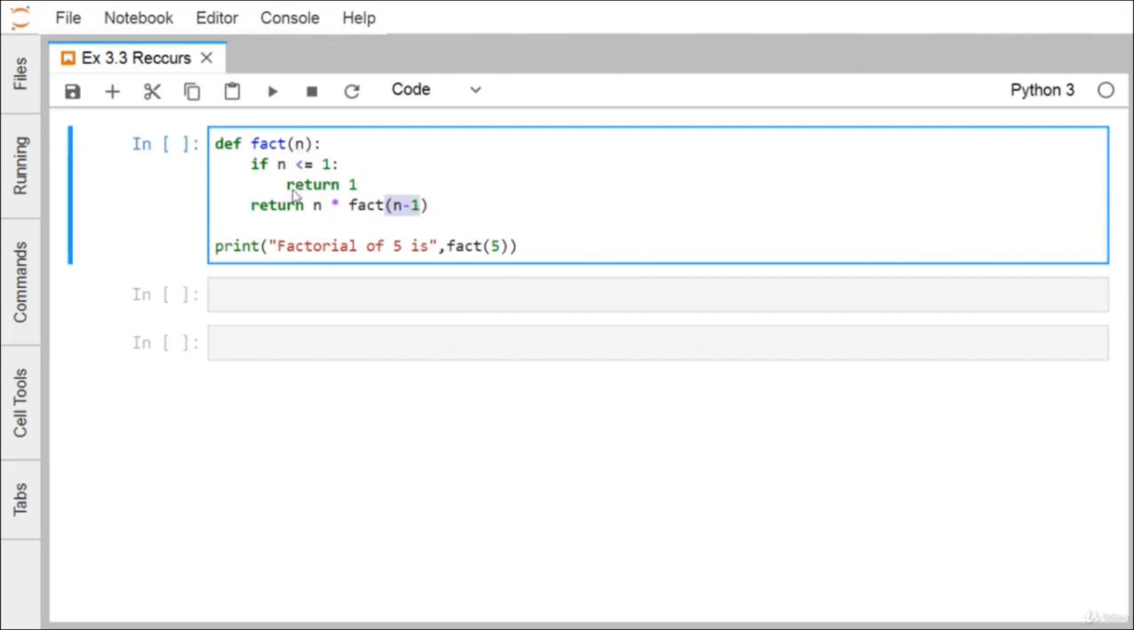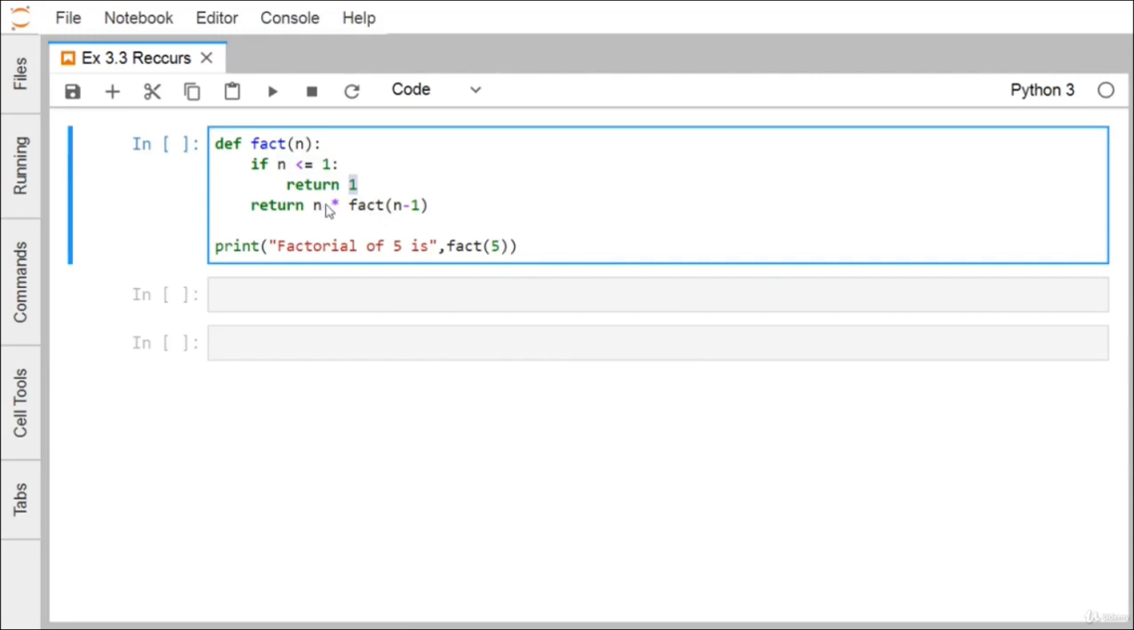Again in this case we will have 3 into factorial 2. Again 2 less than or equal to 1, the condition is false. So it will go for 2 into factorial 1. And n less than or equal to 1 will be true. So it will return the value 1 here. So that is my factorial 1, that will get multiplied with 2. So I'll get 2 here. That will get multiplied with 3.